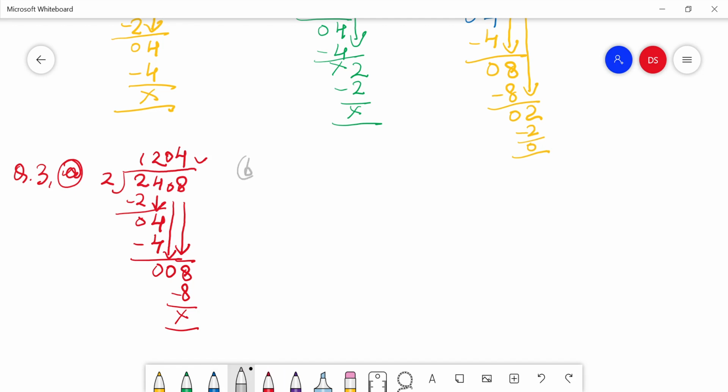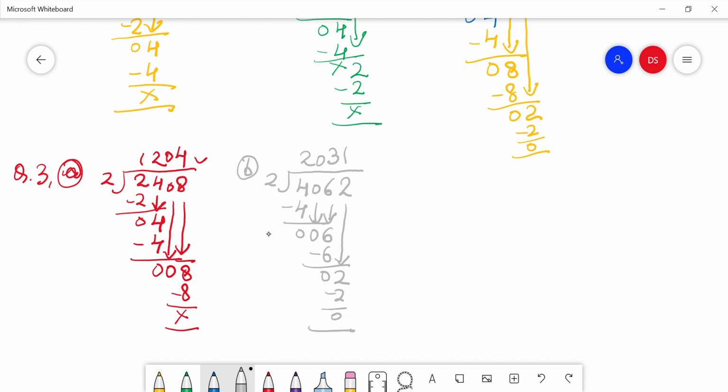B part. Question number 3, B part. 4062 divided by 2. 2 2s are 4. 4 minus 4 is 0. Take 0 as quotient. Next digit is 6. 2 3s are 6. 6 minus 6 is 0. Last number is 2. 2 1s are 2, minus 2 is 0.